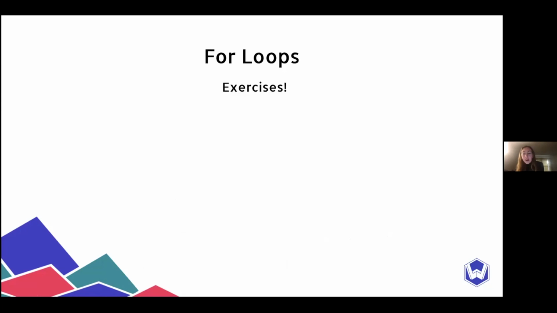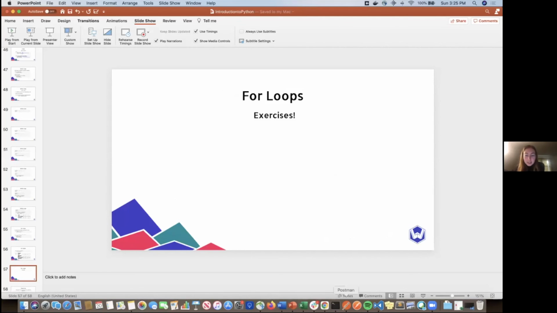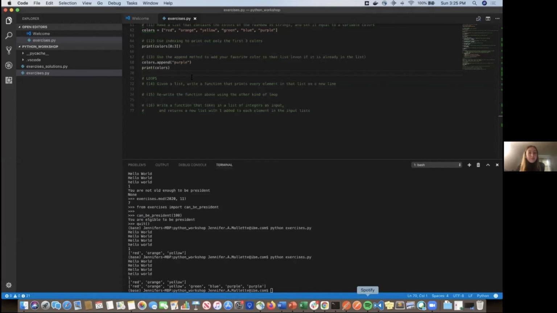Okay, so this is the final set of exercises. We're starting out with loops here. The first one: given a list, write a function that prints every element in that list on a new line. We just did this exact example. I hope it doesn't take too long, but it will hopefully get you familiar with the syntax of doing so in Python.